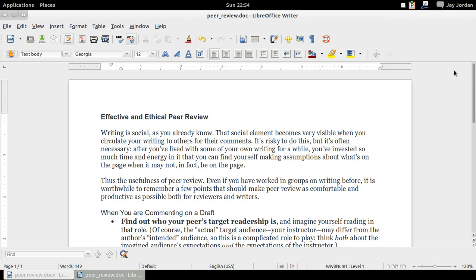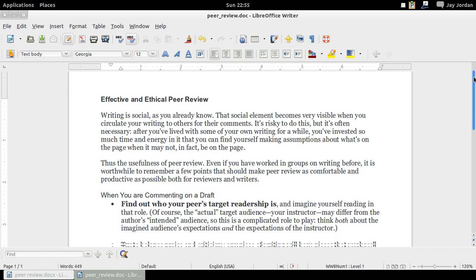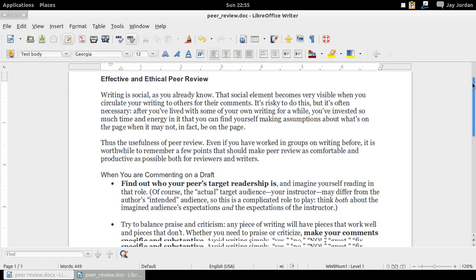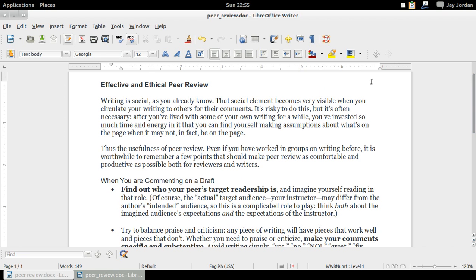So what you see here on the screen is a handout that I'm going to post to Canvas about what I'm calling effective and ethical peer review. And I hope I'm able to convey to you what I mean by effective and ethical. The effective part is probably self-explanatory. The ethical part may take a little bit of explanation, and I'll get to that in just a minute.